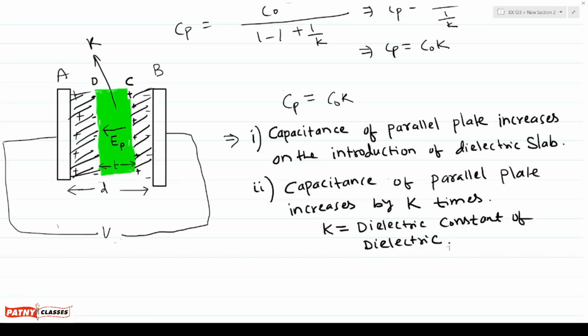Now let us conclude. The capacitance of a parallel plate capacitor increases on the introduction of a dielectric slab. And the second conclusion: the capacitance of a parallel plate capacitor increases by K times, where K is nothing but the dielectric constant of the dielectric material.